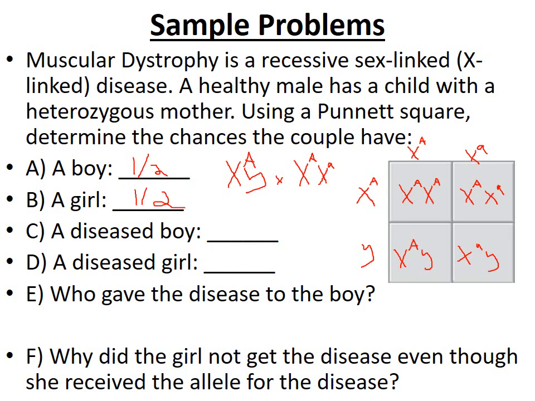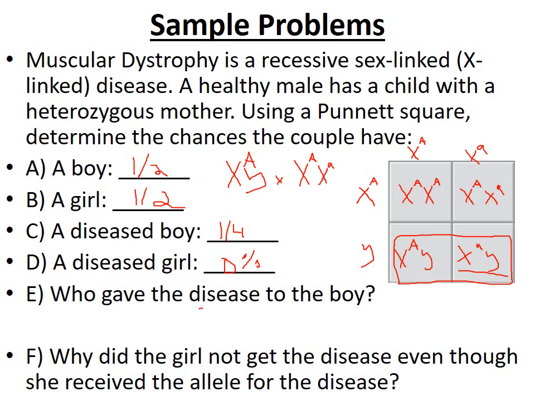What are the chances of getting a diseased boy? Well, you have a 25% chance of getting a diseased boy, or 1 out of 4 chances. If you know that you have a boy, then you don't know yet if it has a disease, it's a 50% chance. If you're only looking at the boys, then it would be a 50% chance of having a boy with a disease. A diseased girl, well, there's no girl with the disease here, so it's a 0% chance. There's no chance of getting a girl with the disease.